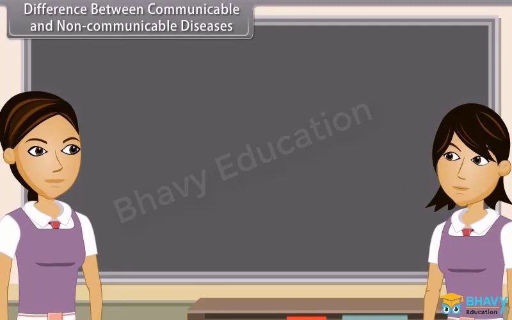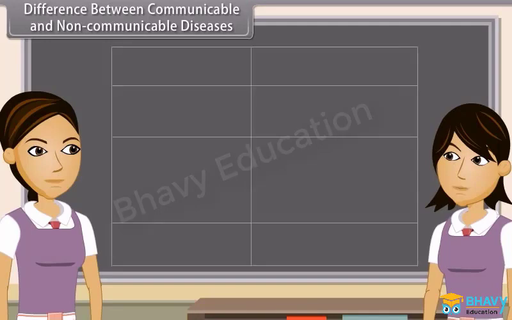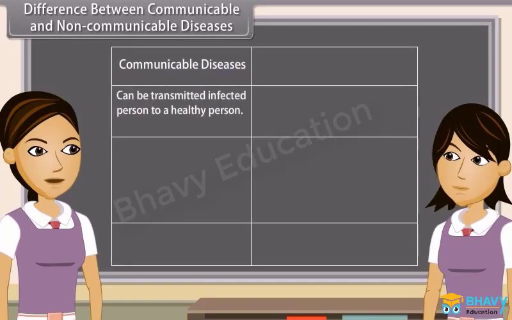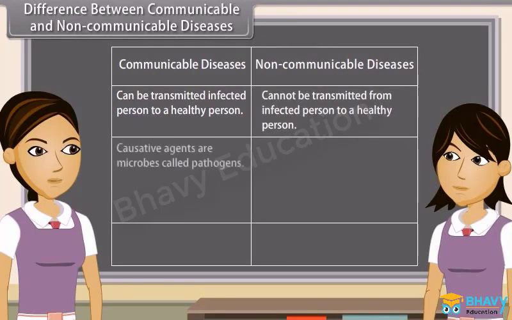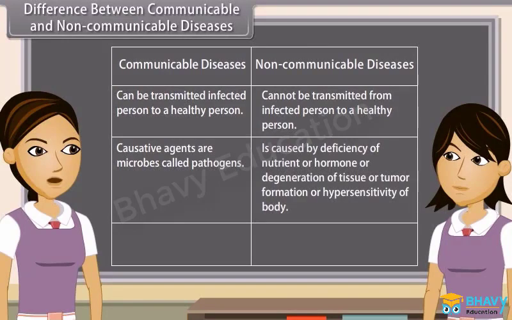Difference between communicable and non-communicable diseases. Can you tell me the difference between communicable and non-communicable diseases? Yes, communicable diseases can be transmitted from an infected person to a healthy person, while non-communicable diseases cannot be transmitted. Communicable diseases are caused by microbes called pathogens. Non-communicable diseases are caused by deficiency of nutrient or hormone, or degeneration of tissue, or tumor formation, or hypersensitivity of the body.